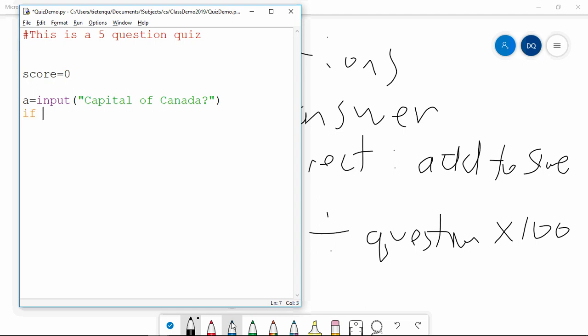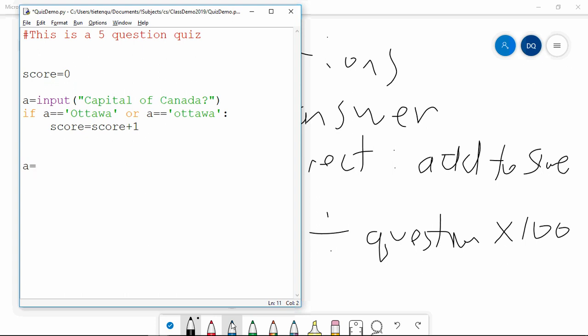And if their answer is equal to Ottawa, or their answer is equal to ottawa, then score is equal to score plus 1. So I'm going to add to the score if they say Ottawa or ottawa. Okay, then I just need 4 more questions here.